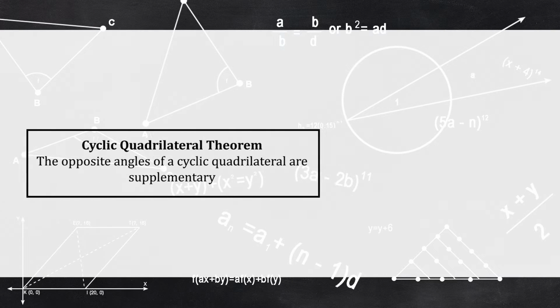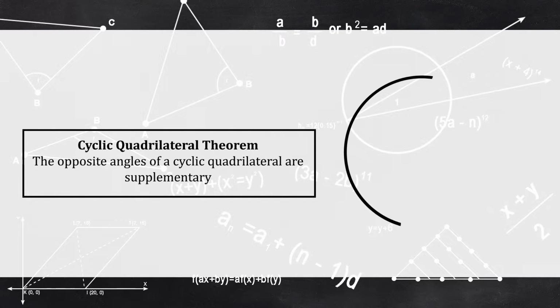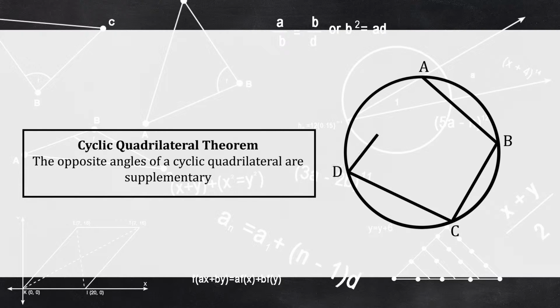Here's another theorem. The opposite angles of a cyclic quadrilateral are supplementary. Quadrilateral ABCD is called a cyclic quadrilateral. That is, all its vertices are on the circumference of the circle. According to the cyclic quadrilateral theorem, measure of angle A plus measure of angle C is equal to 180 degrees. Similarly, the sum of the measures of angles B and D is 180 degrees.